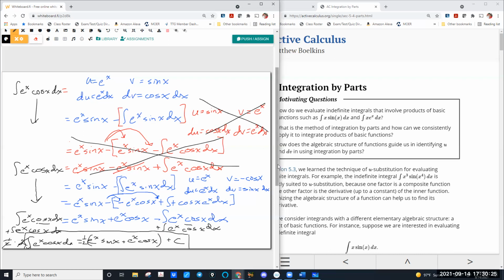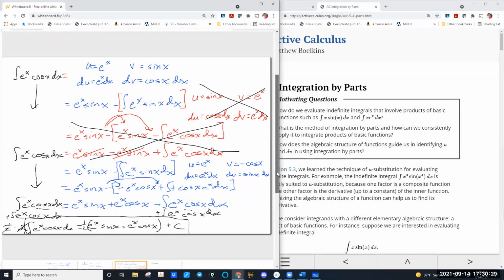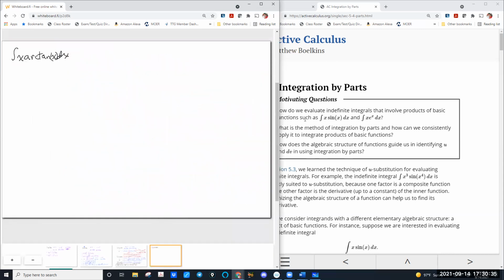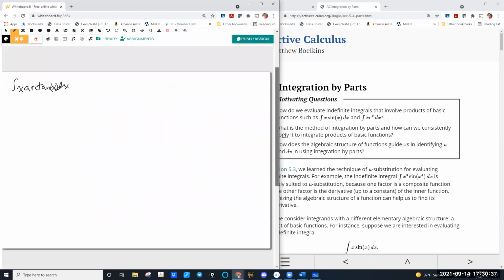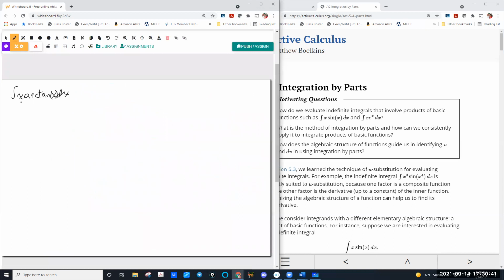All right, I want to do one more because there's something I want to point out in this next one. Red is bad. Yep, in this case, yes. Sorry for my messy handwriting. This is x times the arctan of x dx.